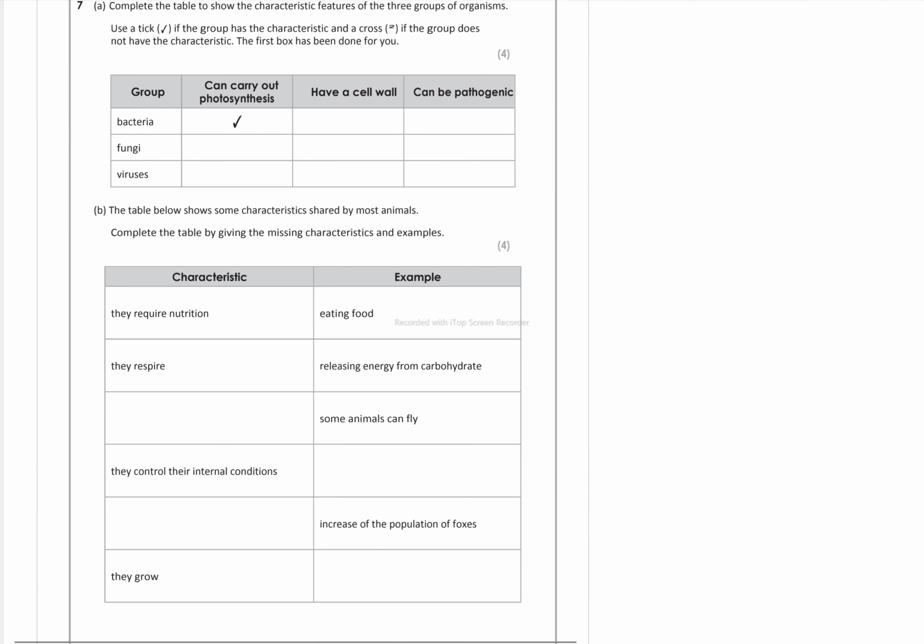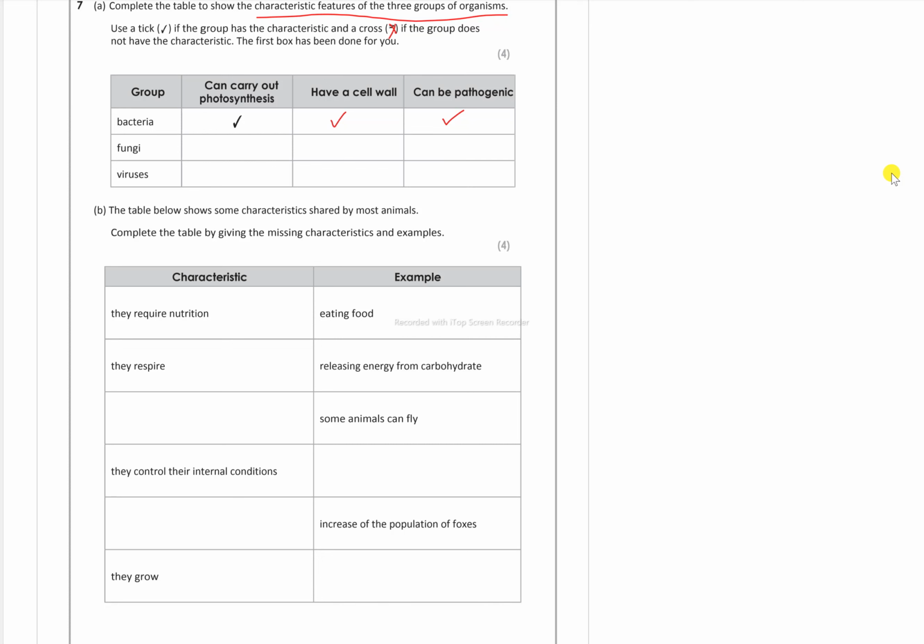Right, so now what we're looking at is: complete the table to show the characteristic features of 3 groups of organisms. We need to put a tick or a cross. That's supposed to be a cross there. Right. Can bacteria carry out photosynthesis? Yes. Does it have a cell wall? Yes. Can it be pathogenic? Yes.